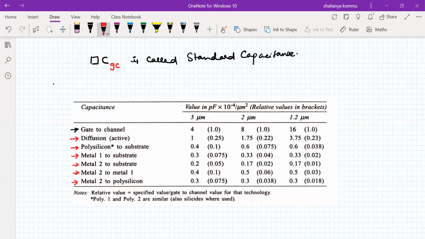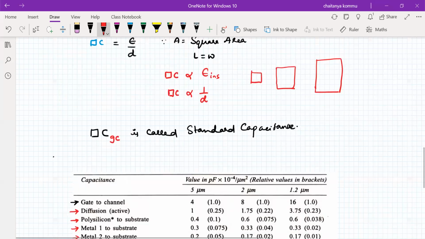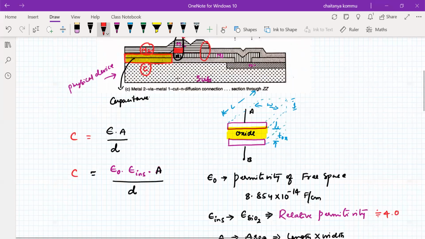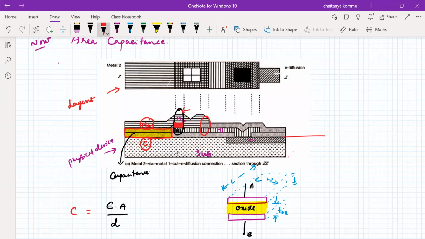So the gate to channel capacitance, as we have seen here, but a gate to channel is not there, for example, somewhere else here. Here is a gate, oxide, polysilicon, and this is the source, this is the drain, for example. So gate to channel, this is the one capacitance. Here the polysilicon is going in this way. Everything is oxide, the polysilicon is also going in this direction. This is the polysilicon, this is the polysilicon, for example. Again, the polysilicon is extended towards the side.